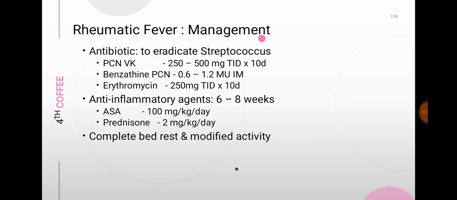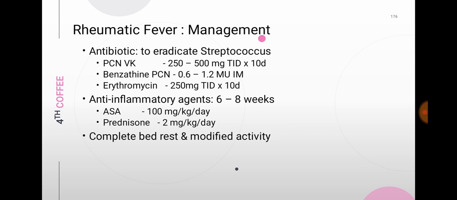How do we manage RF? So to eradicate your streptococcus, we give antibiotics, of course. Penicillin V, 250 to 500 milligrams, otherwise known as Sumapen locally. Your phenoxymethyl penicillin. Your benzathine penicillin injection, 0.6 to 1.2 million units IM, or your erythromycin, 250 milligrams, 3 times a day for 10 weeks.